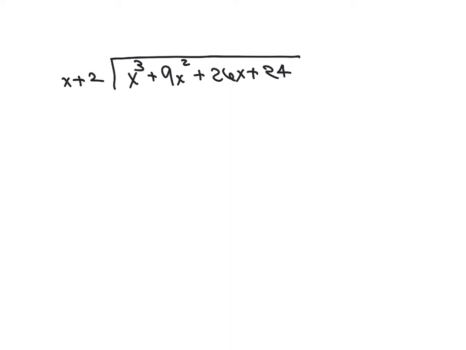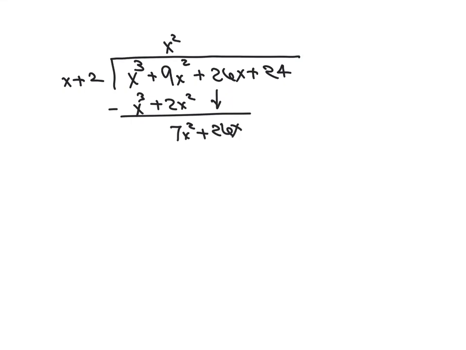We're dividing. So x goes into x cubed x squared times. X squared times 2 is 2x squared. X squared times x is x cubed. This is a plus, line, minus. 9 minus 2 is 7x squared. Bring down the 26x and its sign.